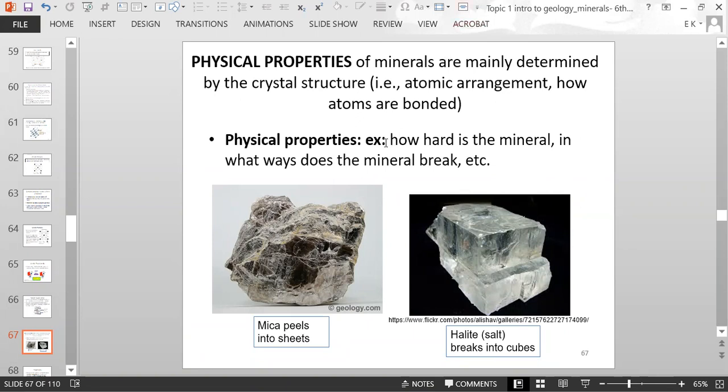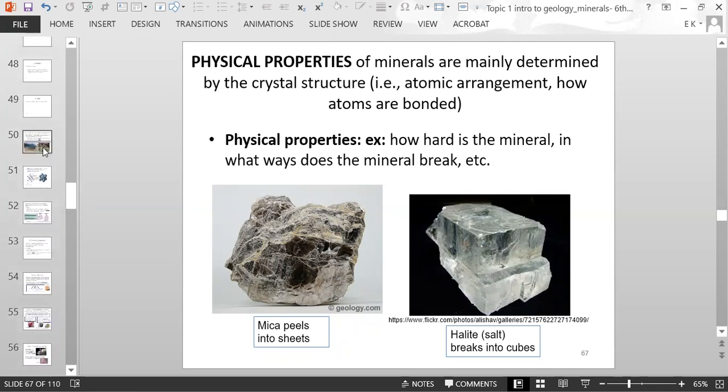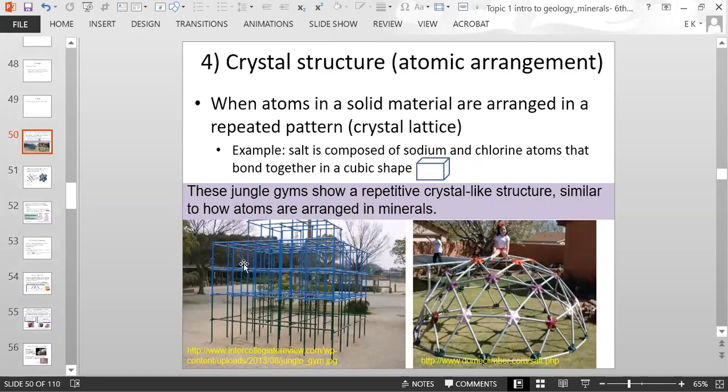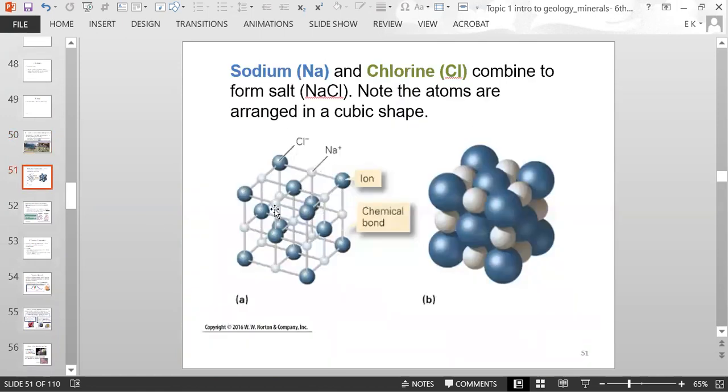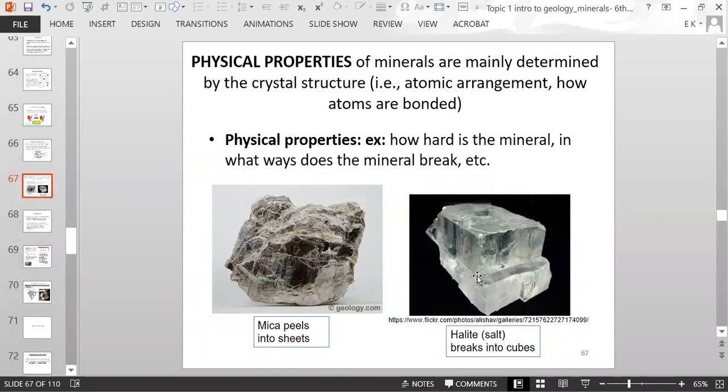So physical properties, by the way, some examples include how hard the mineral is or the ways that the mineral breaks. So here you have halite, or salt. It breaks into cubes, and that's related to the crystal structure that I showed you with that jungle gym picture. The crystal structure of salt is cubic. So when you're talking about salt crystals, it breaks into cubic shapes, little tiny cubes. So the physical property of halite breaking into cubes is related to the arrangement of the atoms.